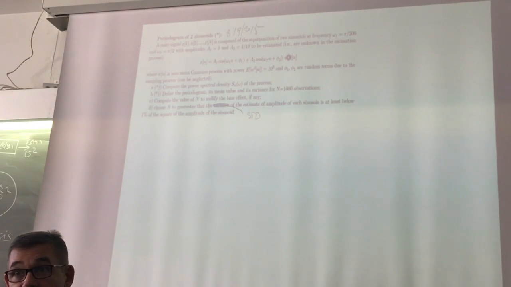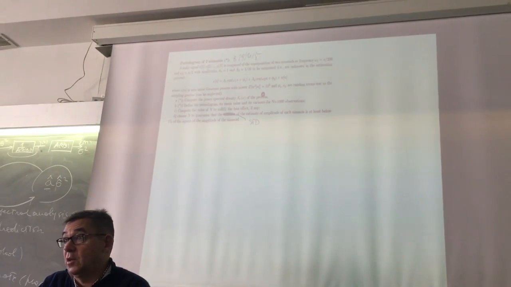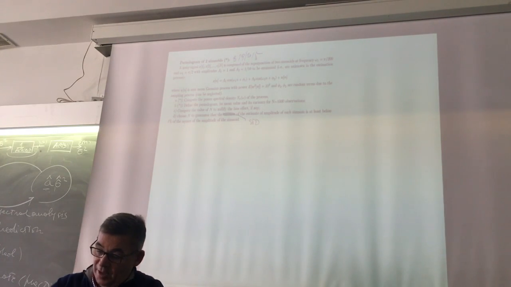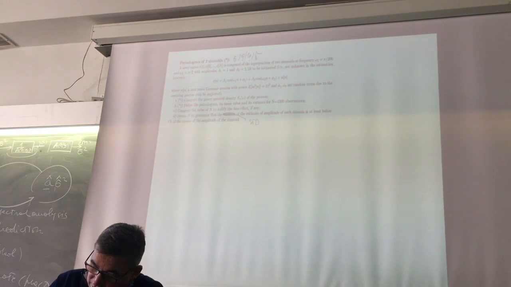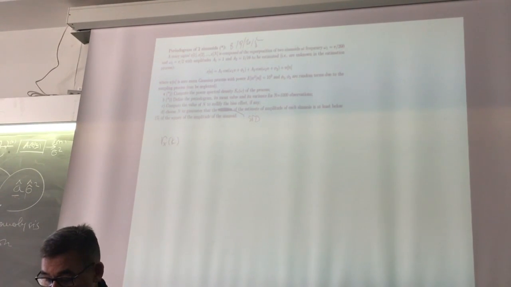Now, what is the power spectral density of this one? I'm saying the true one, not the periodogram, okay? The periodogram is what I'm searching for. So let's start. To get the power spectral density, I compute the autocorrelation of X. The autocorrelation of X is the autocorrelation of sinusoid 1 plus the autocorrelation of sinusoid 2, plus the autocorrelation of the noise.